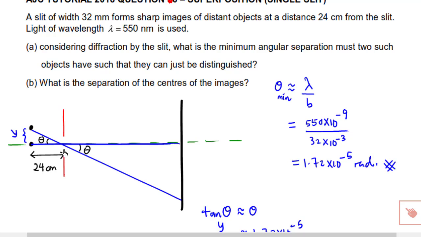So 32 mm is this one, 24 cm is from the object to the slit. Wavelength 550. They ask what is the theta minimum so that you get objects that are just distinguished. So in other words, you have two objects here. Let's say one is from here, so you form the diffraction pattern which looks like this, let's say.